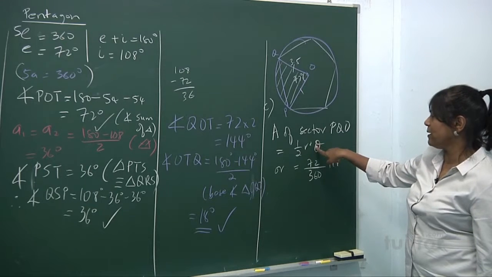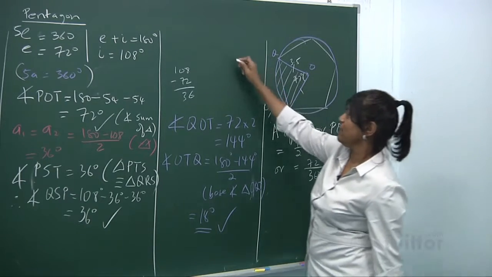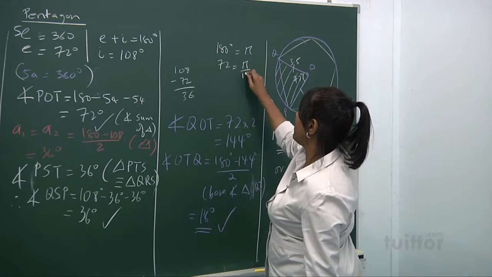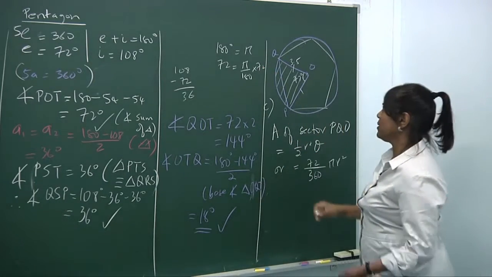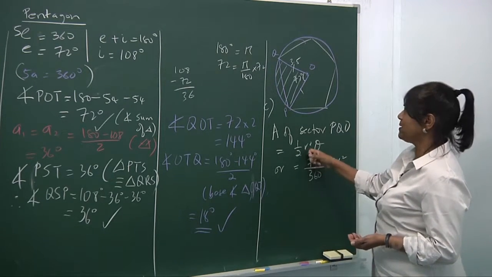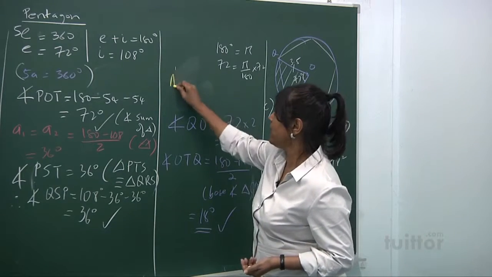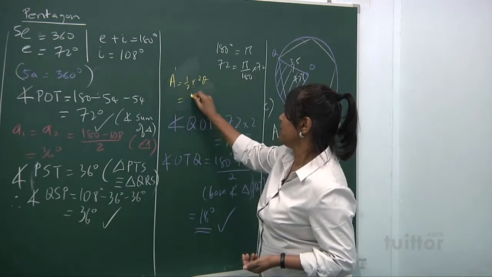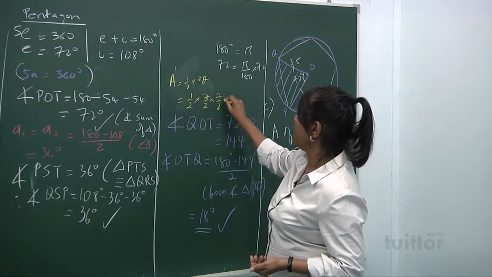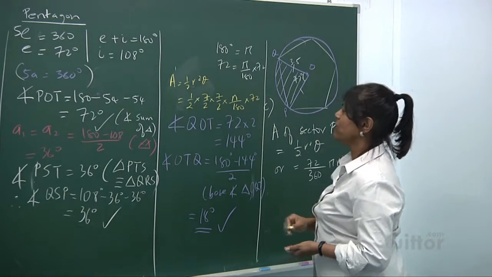If you were to use this formula, then you would have to change your 72 degrees to radians. How do you change to radians? 180 degrees is pi. So what is 72 degrees? Pi over 180 times 72. I just want to show you how to do that. That's going to be your radian. Now using that, half r squared theta, what will that be? I just want to show you both ways of doing it. Your r is 3.5, which is 7/2, and your theta is pi over 180 times 72. And you could work that out.